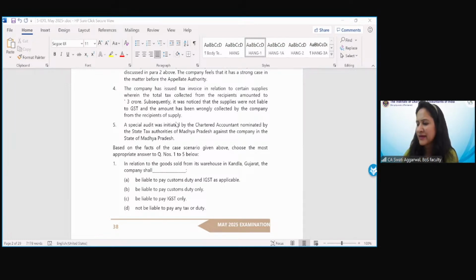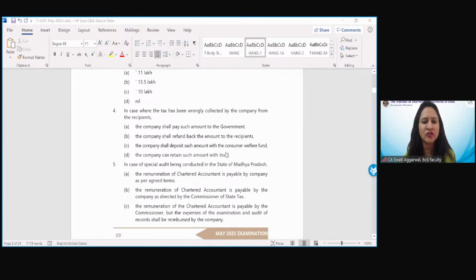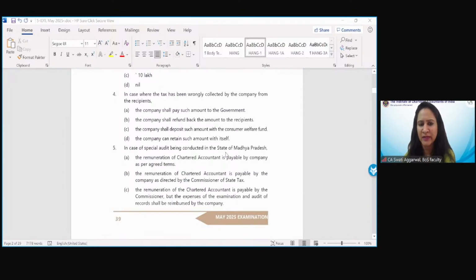So let me again go through the facts and the correct reason, legal reason behind it. A special audit was initiated by CA, nominated by the state tax authorities of Madhya Pradesh against a company in the state of Madhya Pradesh. हमसे पूछा गया है कि जो सीए की जो स्पेशल ऑडिट जो कंडक्ट हुआ है एमपी में, तो जो सीए की रेम्यूनरेशन है वो कंपनी देगी एज पर अग्रीड टर्म्स. सीए की रेम्यूनरेशन कंपनी देगी बट एज डायरेक्टेड बाय द कमिश्नर ऑफ स्टेट टैक्स.